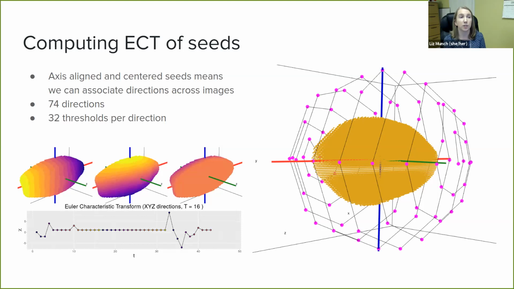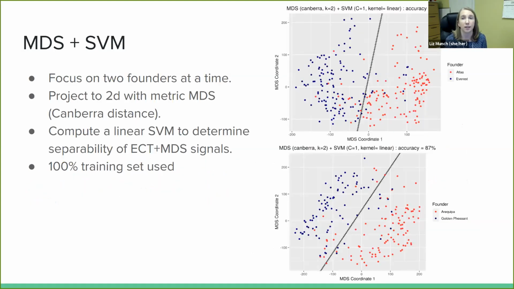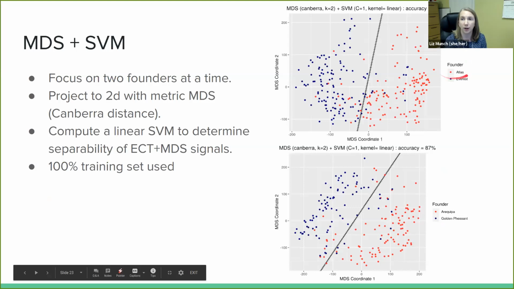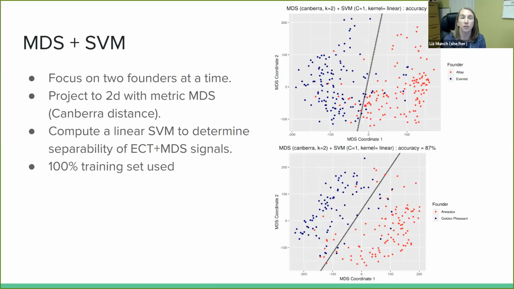So the first thing we did was we looked at MDS projections of that data. Here's some examples where we basically took 2 different initial founders. This is Atlas and Everest. We did an MDS projection looking down to see where all of these points land. And it turns out that you can separate them relatively well with just a linear SVM.